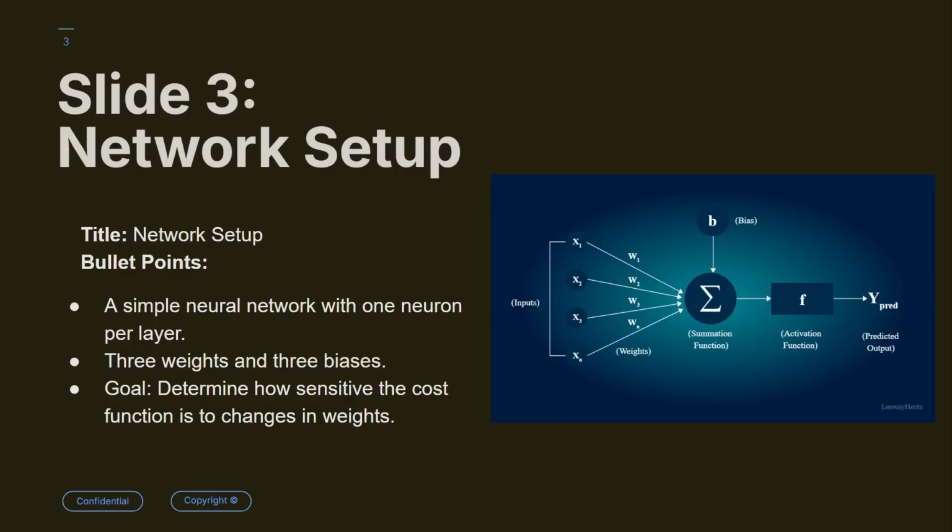So, let's start with the basics of neural networks. Imagine we have a very simple network with one neuron in each layer. Each neuron has a weight and a bias. We'll use 3 weights and 3 biases to keep things straightforward. Our objective is to understand how sensitive the cost function is to changes in these weights and biases. This sensitivity is crucial because it helps figure out how to adjust these parameters during training to minimize the errors.